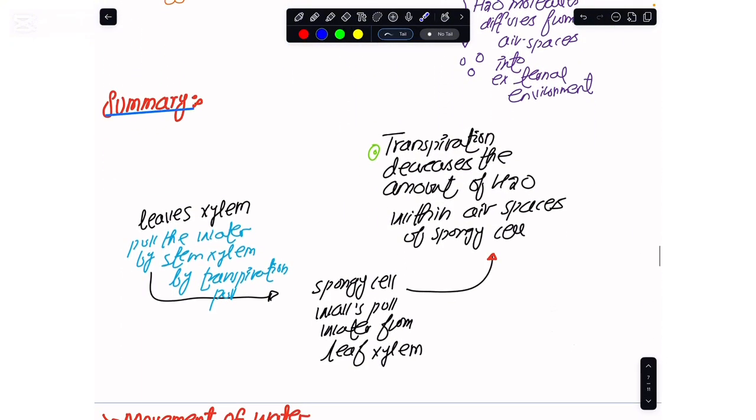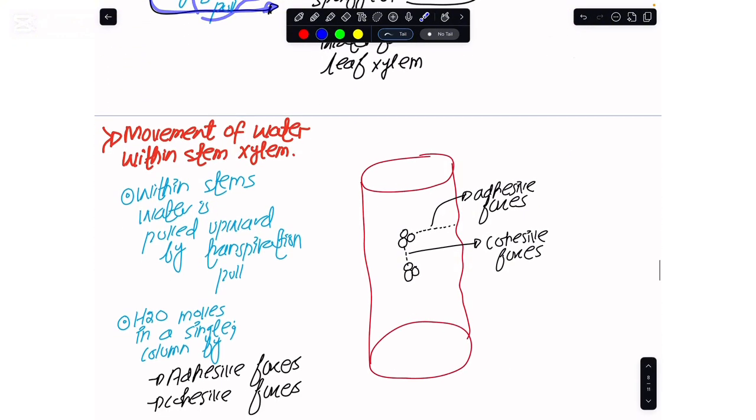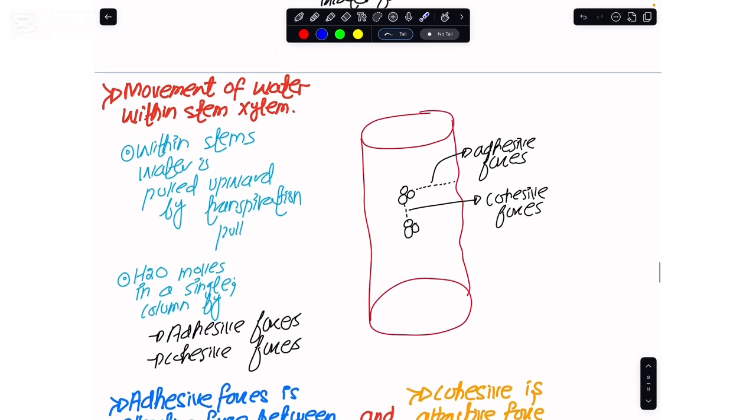So if I were to summarize, in the leaf the transpiration would decrease the water molecules within the air spaces in the spongy mesophyll cell layer, and then the water would be pulled from the xylem of the leaves, and that xylem of the leaves would pull the water from the stem xylem. Here the pull that is acting is a transpiration pull. Now we would justify how the water moves up the stem.